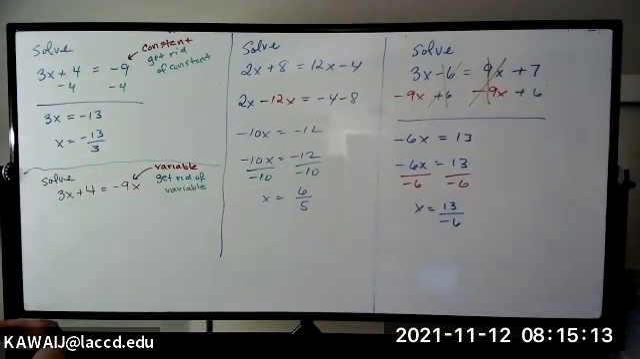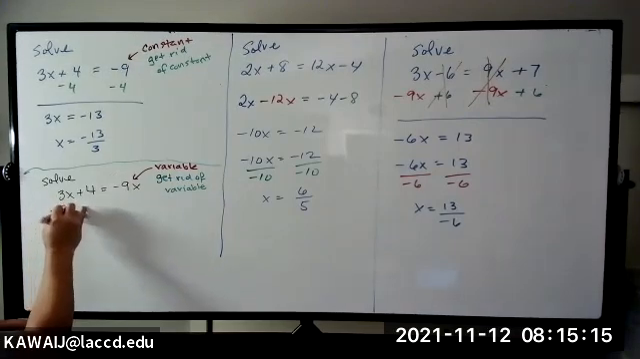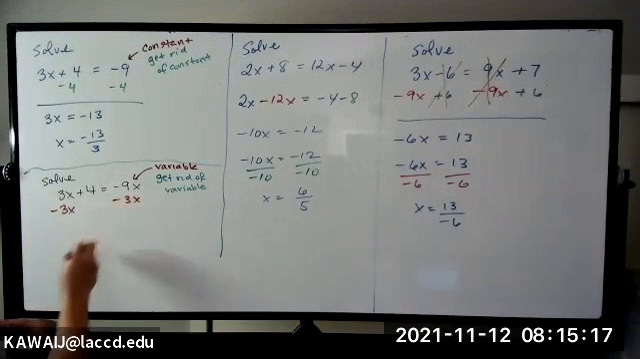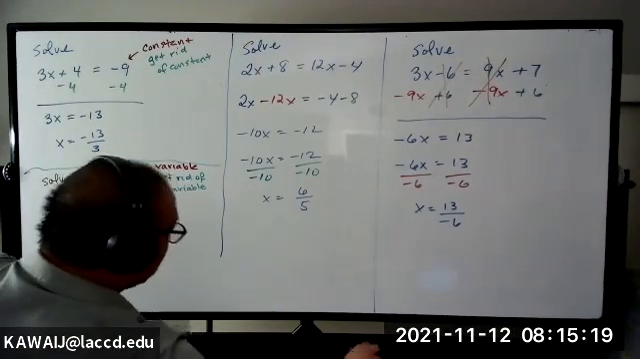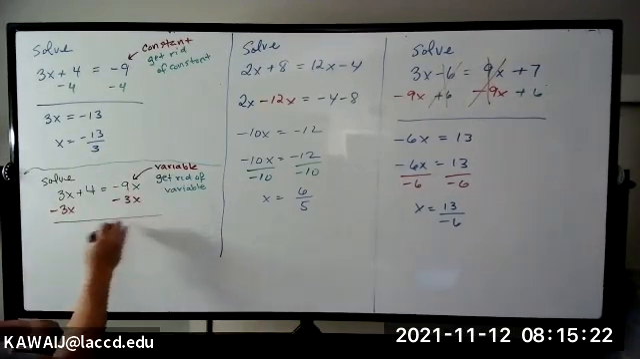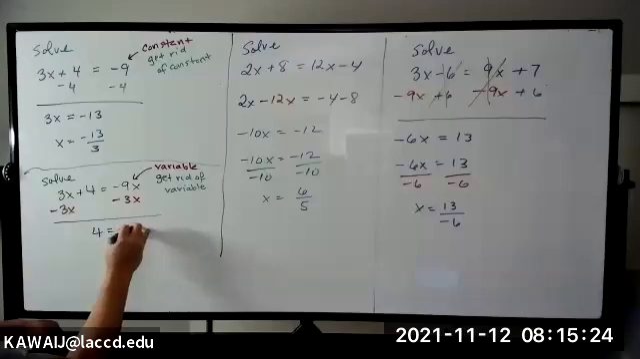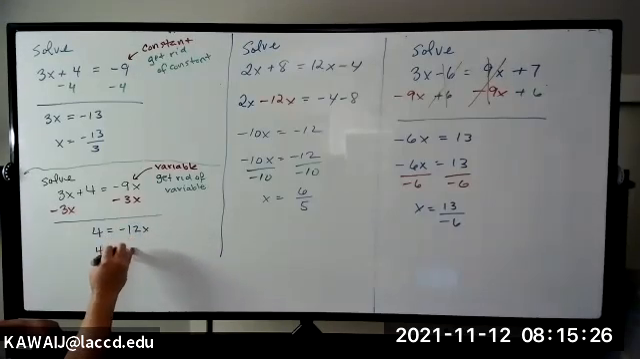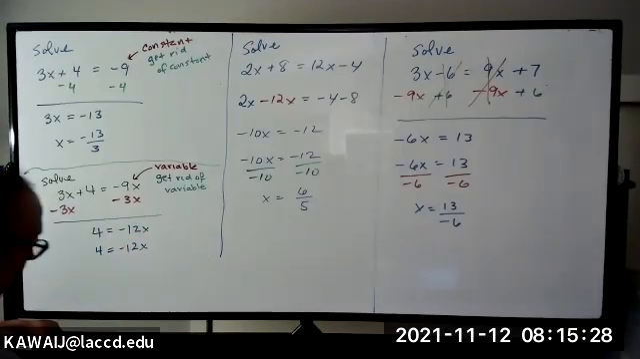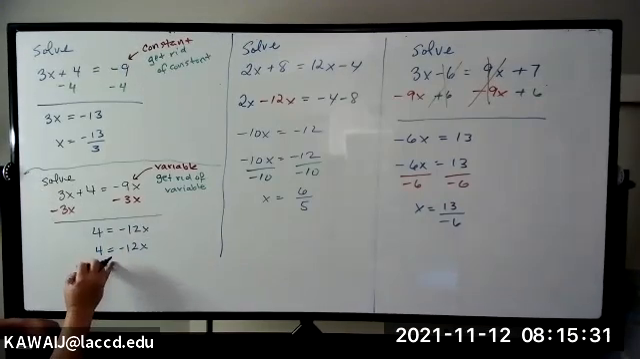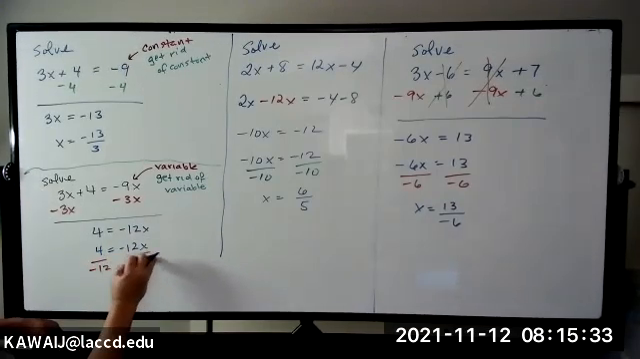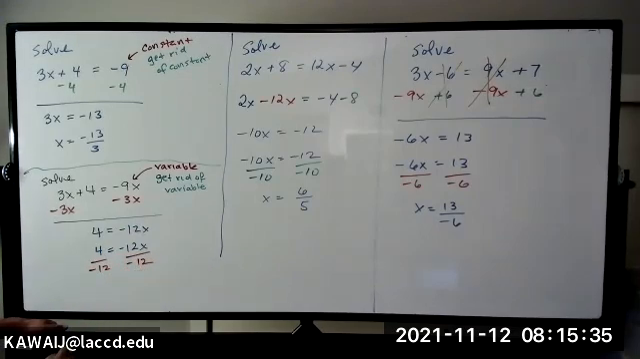So what I'm going to do is subtract 3x from both sides. And I get 4 is equal to minus 12x. And then I'm going to divide both sides by minus 12. And then we get x is equal to minus 1/3 like that. So go ahead and copy that.